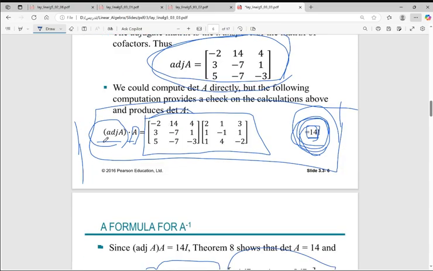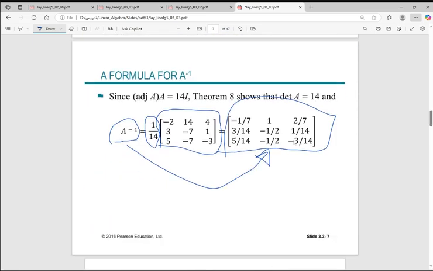Over here, you compute adjugate of A times A, and it gives you 14 times I. That value 14 is determinant. So A minus 1 becomes 1 over determinant, which is 14, times adjugate. And this is the resulting matrix, A minus 1, right?